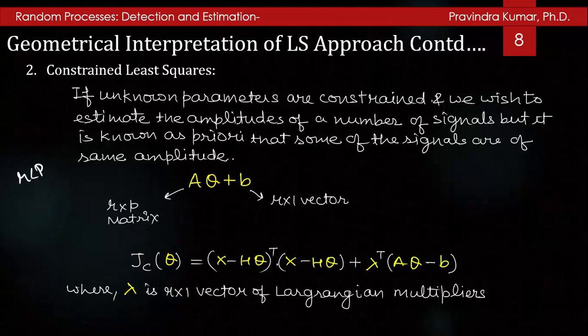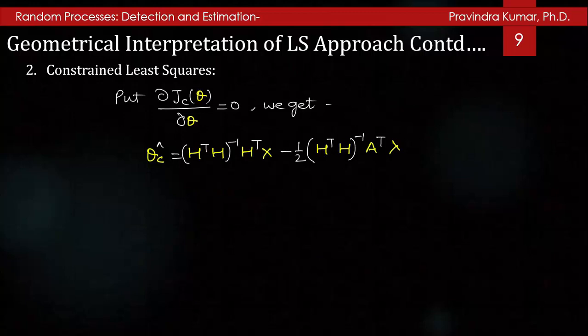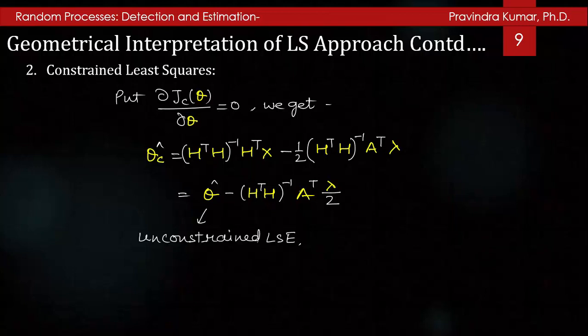Now take the first derivative of this J_c(theta) and put it to 0. We will get theta cap, the least square error. It will be theta c cap. It will be inverse of the matrix H transpose H into H transpose X minus 1 by 2 inverse of the matrix H transpose H into A transpose lambda, and I can write it as theta cap minus inverse of the matrix H transpose H into A transpose lambda by 2, where this theta cap is the unconstrained LSE and lambda is yet to be determined.